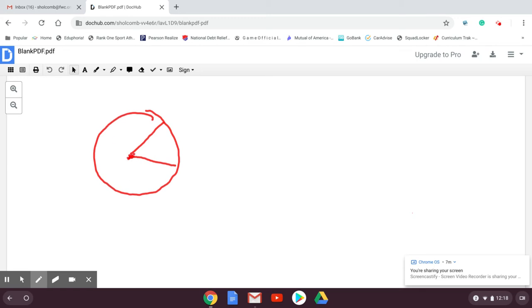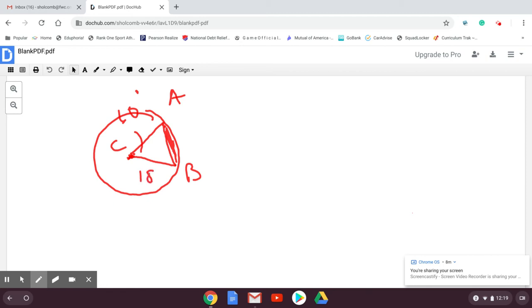Let's put C as the center. There's A and there's B. But we want the area of this segment down here. The information we're given is a 60-degree angle and an 18-inch radius. So that right there is 60 degrees as the angle, and we've got an 18-inch radius.